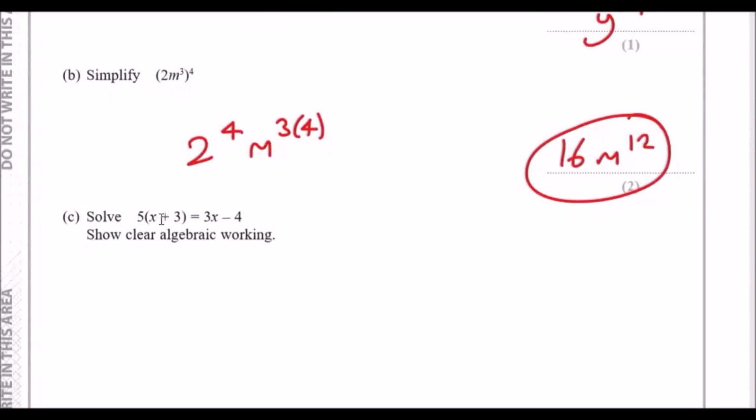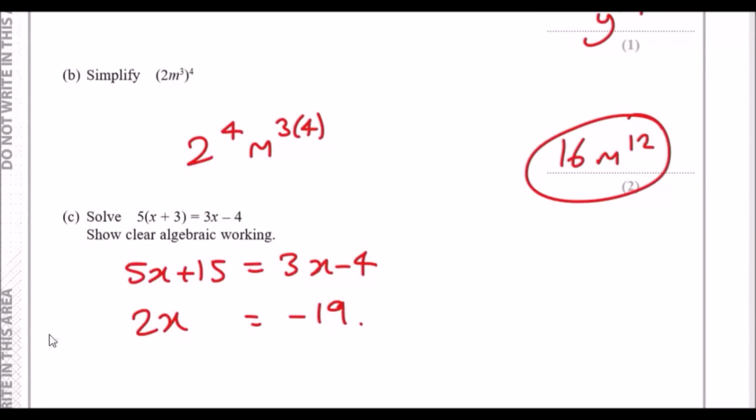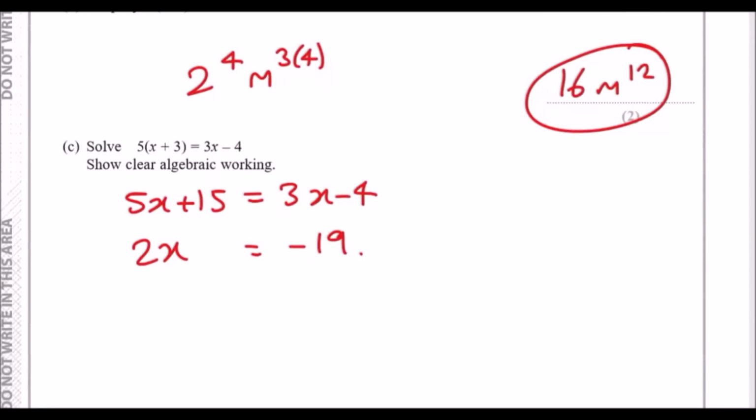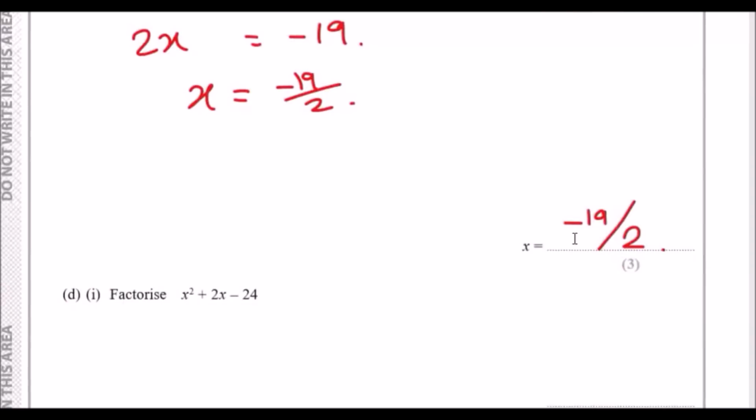Next one. Solve 5 times (x plus 3) equals 3x minus 4. Now for these ones, always expand the bracket, yeah? So 5 times the bracket, you get 5x plus 15, and then copy the rest. And now throw all the x terms on the left. So if you've got 5x here and 3x, to throw 3x across, you just subtract it. So it'll be minus 3x, so you get 2x here. And then throw plus 15 across, you get minus 15. So minus 4 minus 15 is minus 19. And lastly, to separate the 2 from the x, just divide it by 2. So this means x equals minus 19 over 2. And that's exactly what I got earlier.